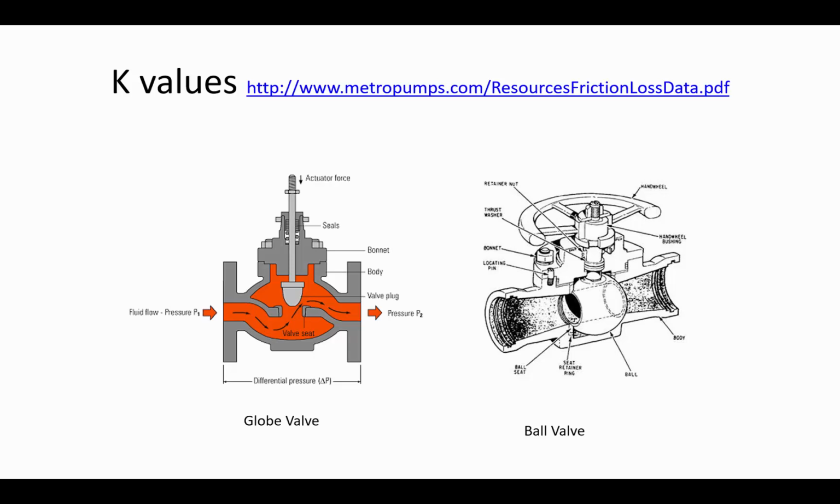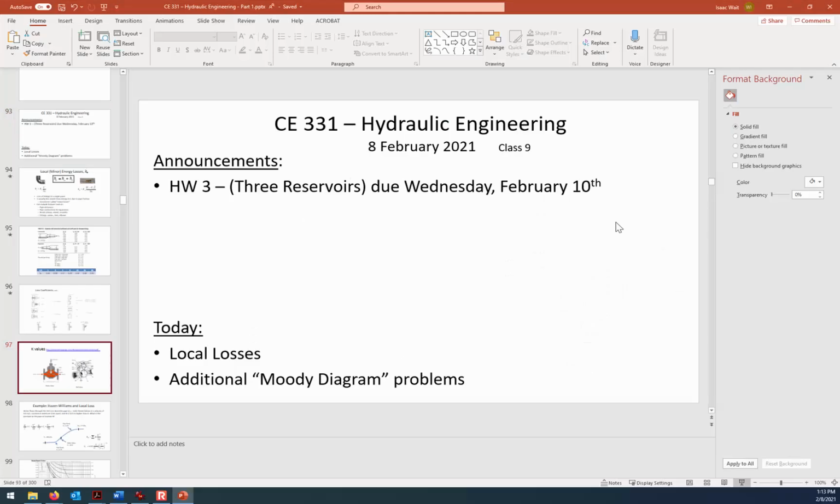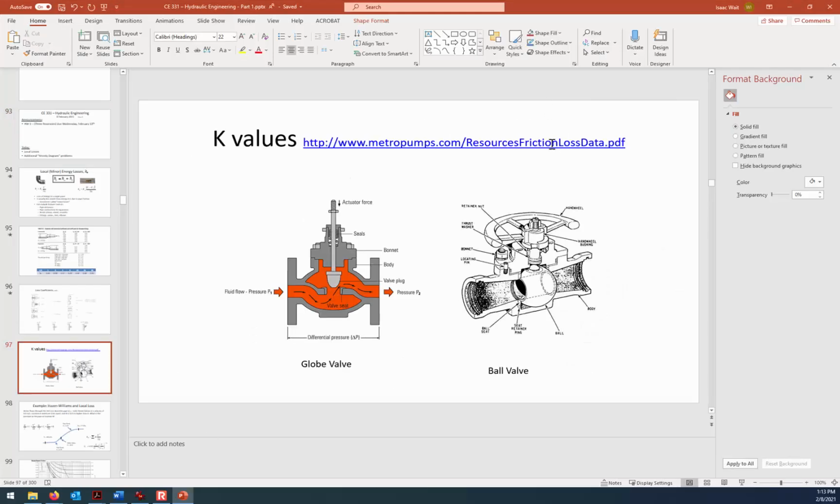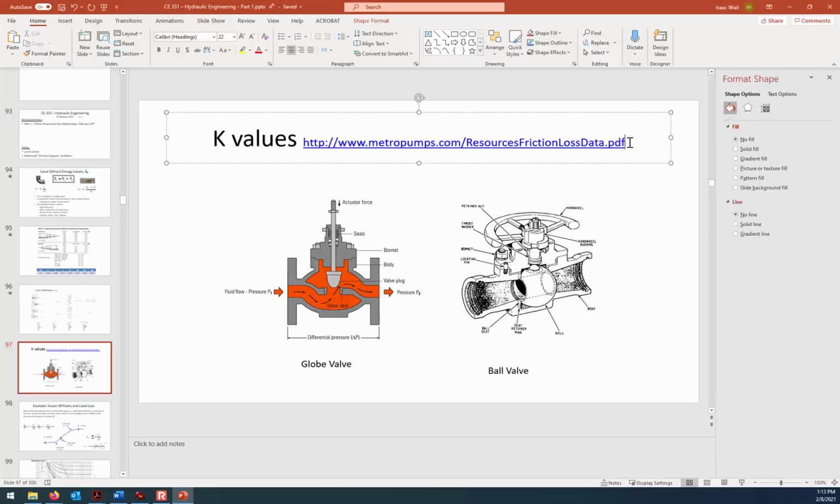so much higher. And so Metro Pumps, which is an equipment supplier, has a table of K values available on their website. I had it pulled up earlier, but then I brought it down. Let me see if I can bring that up again just to show you what this manufacturer-provided data can look like.